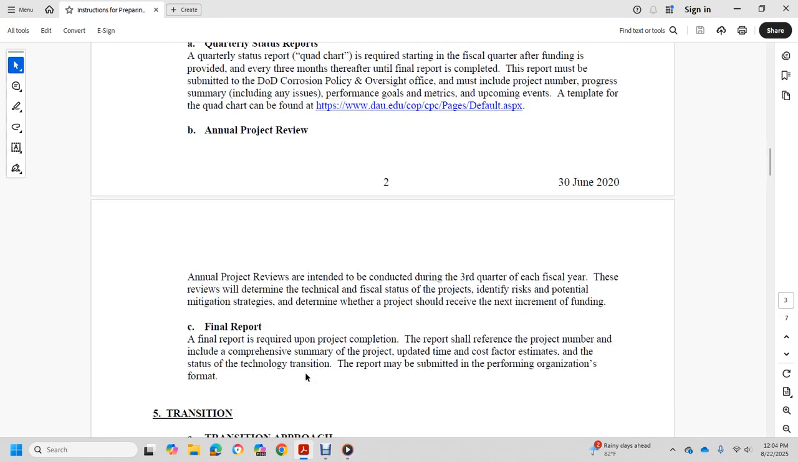Annual project review is conducted during the third quarter of each fiscal year. Each review will determine the technical status of the project, identify risks and potential mitigation strategies, and determine whether the project should receive the next increment of funding.